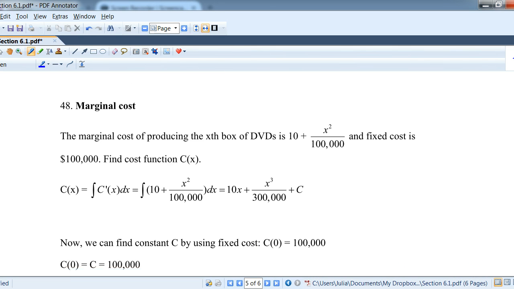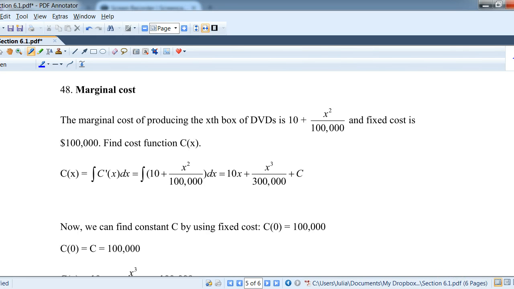If we have a polynomial, in this case, the function was 10x plus x cubed over 300,000. If you plug in 0, the only thing you'll have left is a constant, which does equal the fixed cost. But be careful. If you have an exponential function, let's say e, then you're not going to get 0. So you may have to plug in x equals 0 and see actually what you'll have left over. So just be careful. But in this case, it is just a constant.